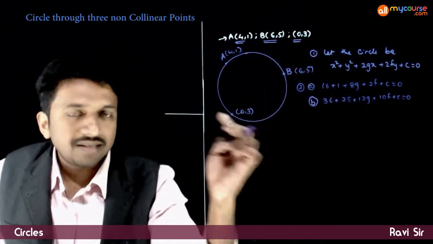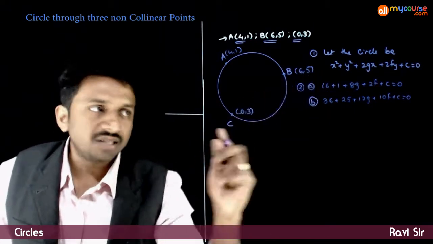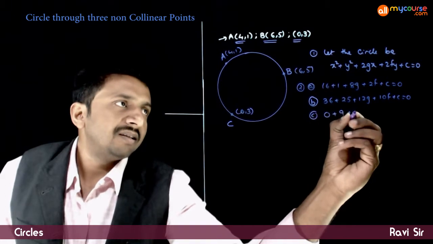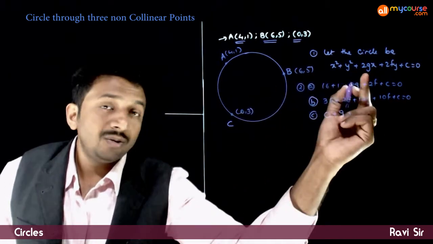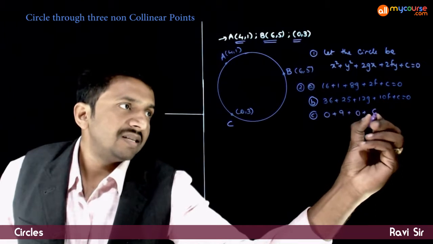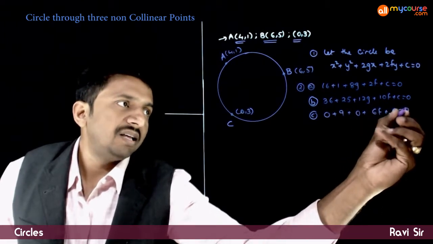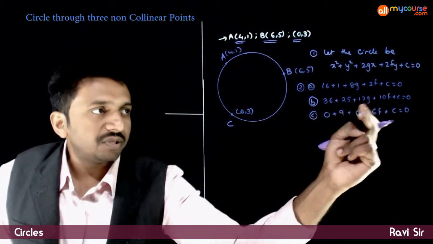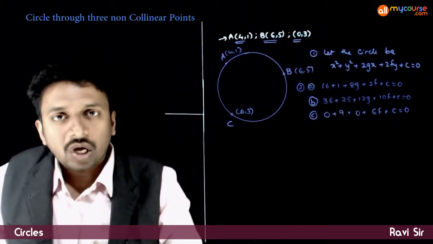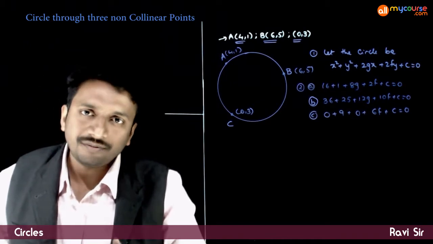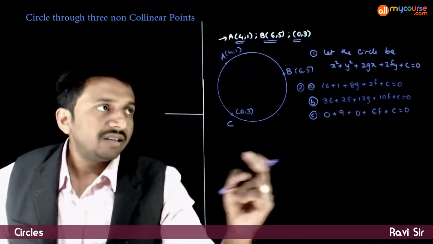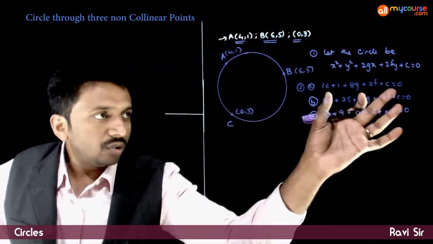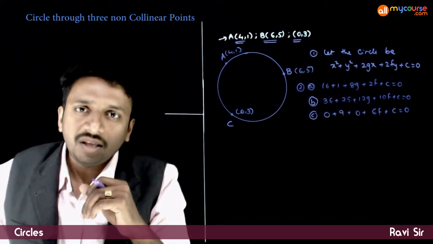Now this circle also passes through (0, 3), so this point also has to satisfy this equation. So 0 plus 9 plus 2g into 0 is 0 plus 6f plus c is also equal to 0. Now you have 3 equations in terms of g, f, c. If you solve them, you get the values of g, f and c. Once you substitute g, f, c in the equation, you get the circle. I hope you know how to solve a 3 variable equation.